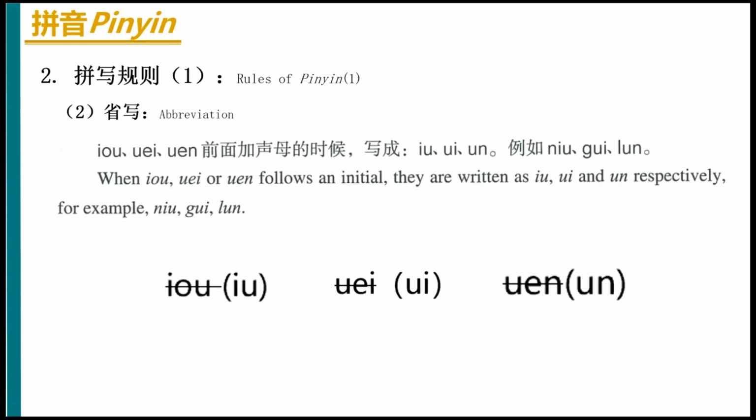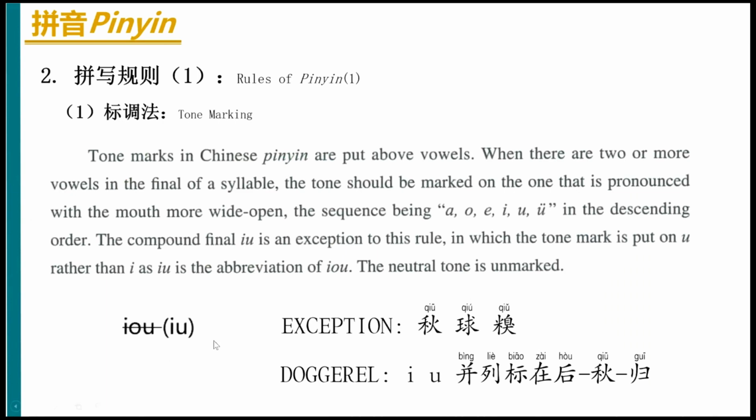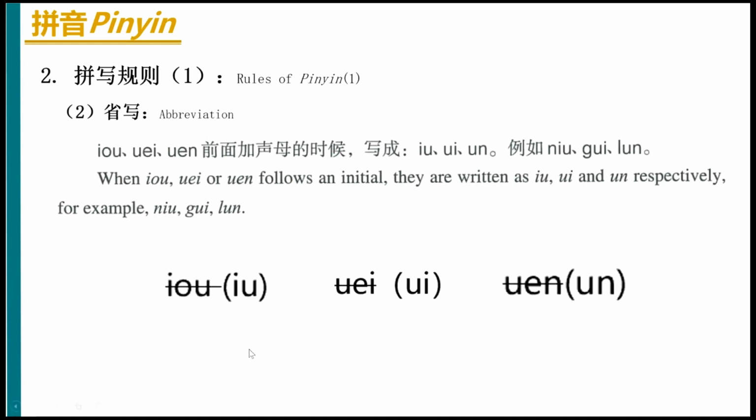And the one we just went through in rule number 1, this iu abbreviation, also appears in rule number 2. This rule is an easy one, right? Simply remember it, then it's done.